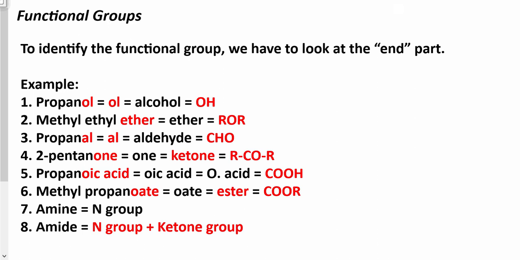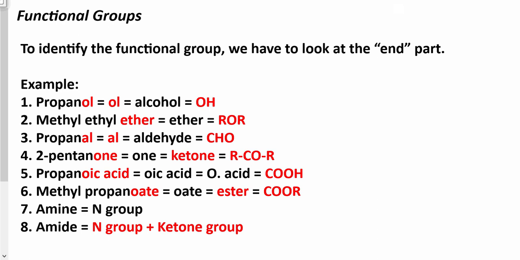For methyl ethyl ether, obviously the name ends with ether, and therefore you need to know that the functional group is going to be ether. And the general formula or chemical formula is usually ROR, where R represents a carbon group. So for an ether, you will have oxygen in the center, and then you have to have two carbon groups, one on each side. Meaning you have one carbon group on the right side, and then you have another carbon group on the left side, and the center would be oxygen.